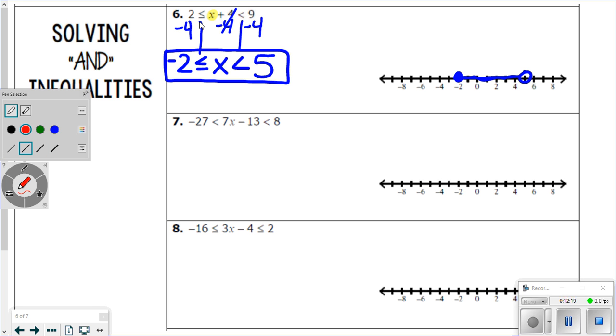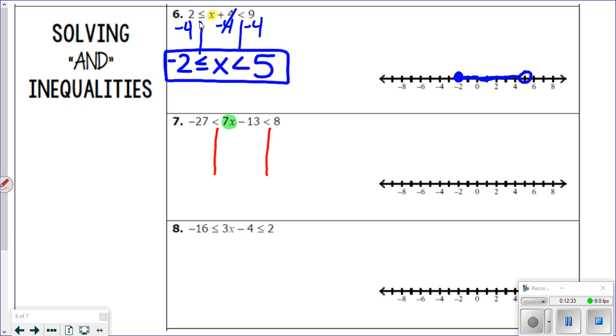Question 7. I'm going to draw my 2 lines down to keep me organized. And notice I have this 7x in the middle that I want to solve for or to isolate first. So again, we're going to work inside out from the center to the 2 outsides. So how do we get 7x alone? Or how do we move this -13? Add 13. Whatever I do here, I have to do to all 3 parts, the left, the middle, and the right. So over here, we're going to add 13 as well on the left, and on the right, we're going to add 13 as well.